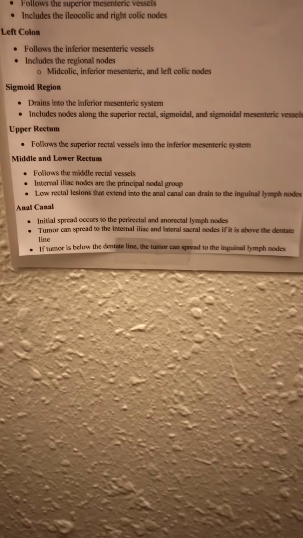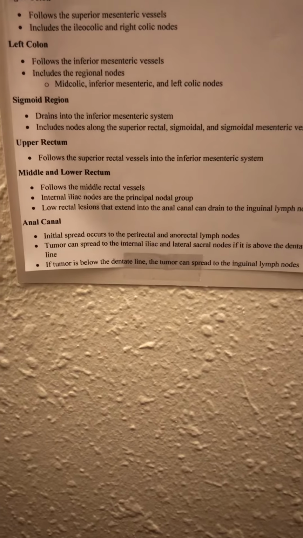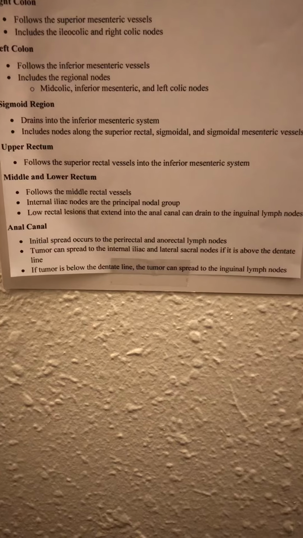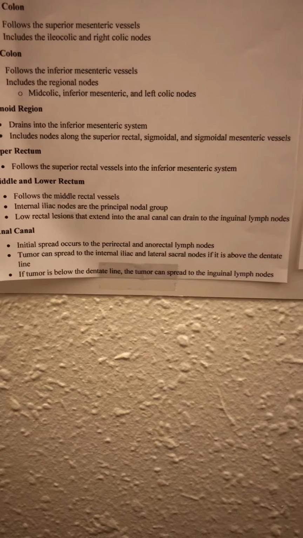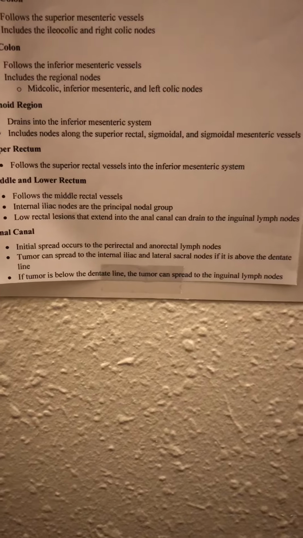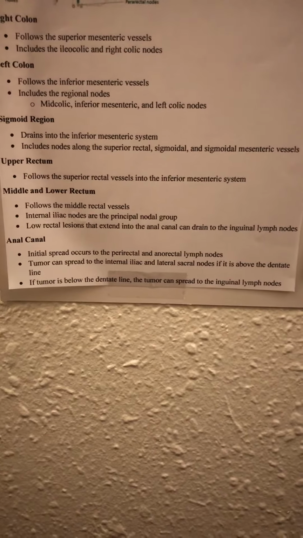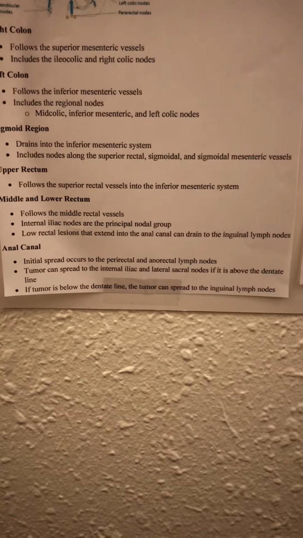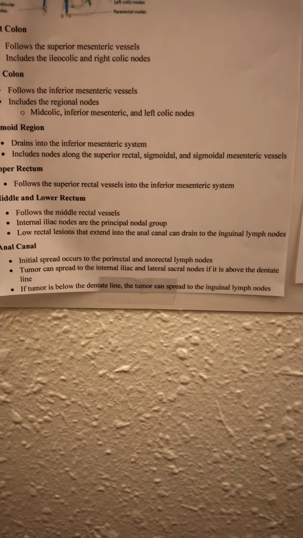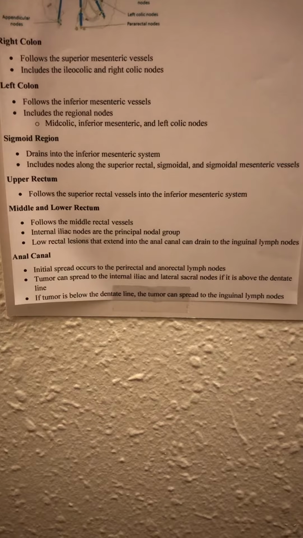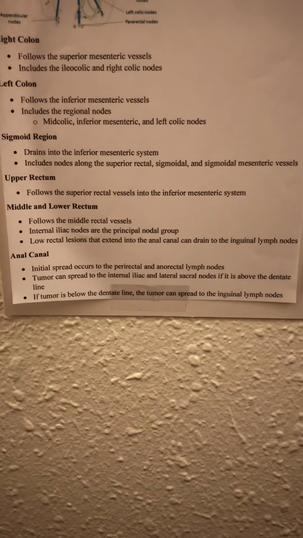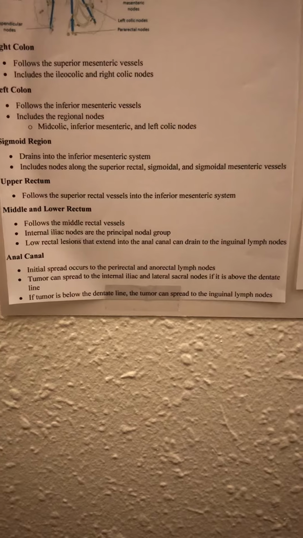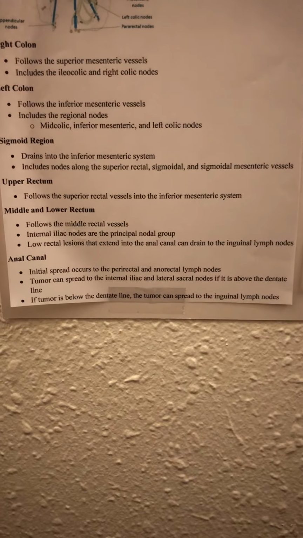And then lastly, we have the anal canal. And so if there is cancer in this area, initial spread will occur to the pararectal and anorectal lymph nodes. And then tumor can spread to the internal iliac and lateral sacral nodes if it is above the dentate line, and then if it's below the dentate line, the tumor can spread to the inguinal lymph nodes.